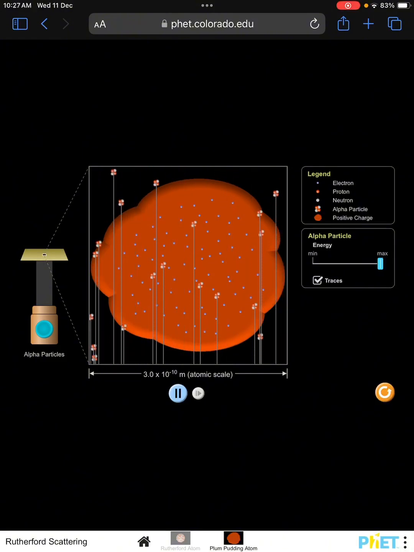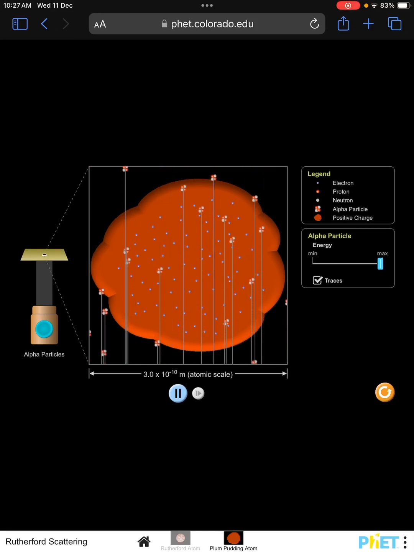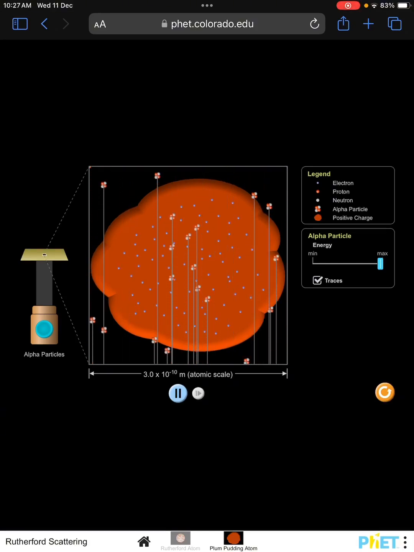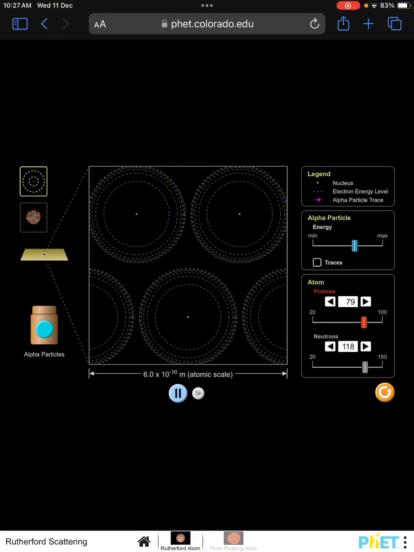And the size of this thing is of the order of magnitude of 10 to the minus 10 meters, which is the atomic scale, okay? So this is the expectation. Now let's go see the reality. Let's go talk about the Rutherford atom, okay?